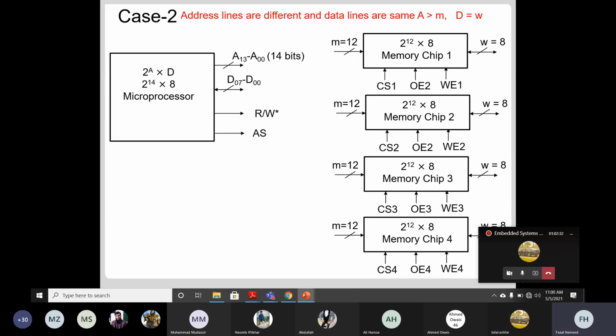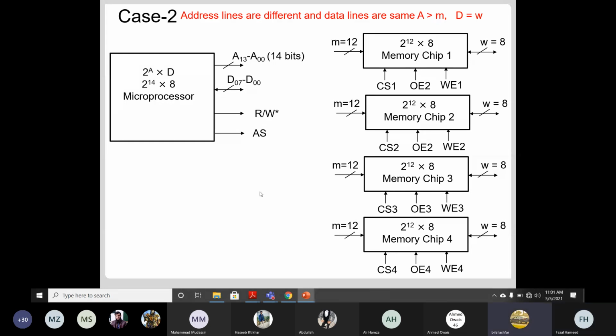So now we want to design such a system. The memory requirement in this particular scenario is 16 kilobyte, and the memory available is 4 kilobytes. So we need 4 such memory chips. Now we need to connect the microprocessor with these 4 memories. How do we connect them? It's a question. Do you understand what problem we want to solve? Okay.